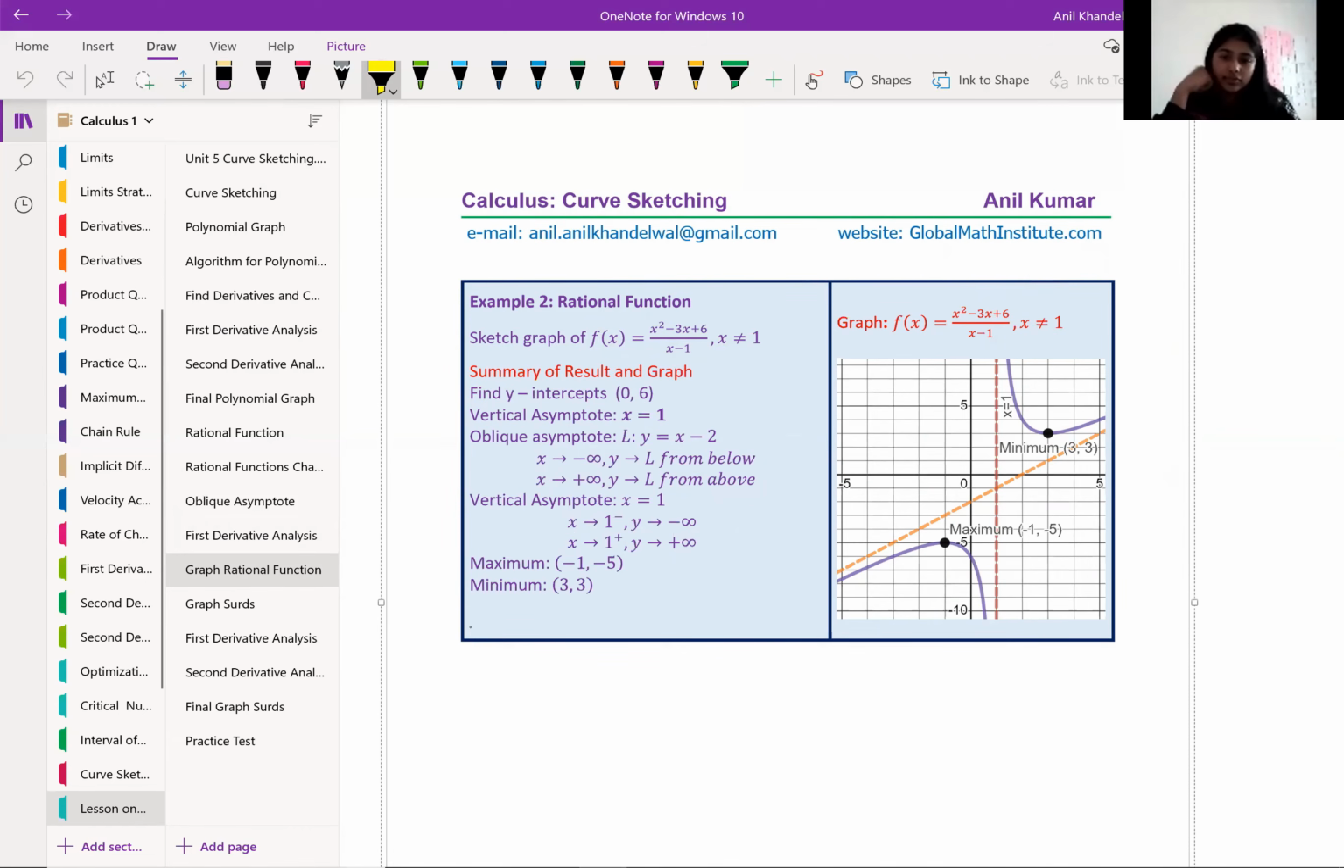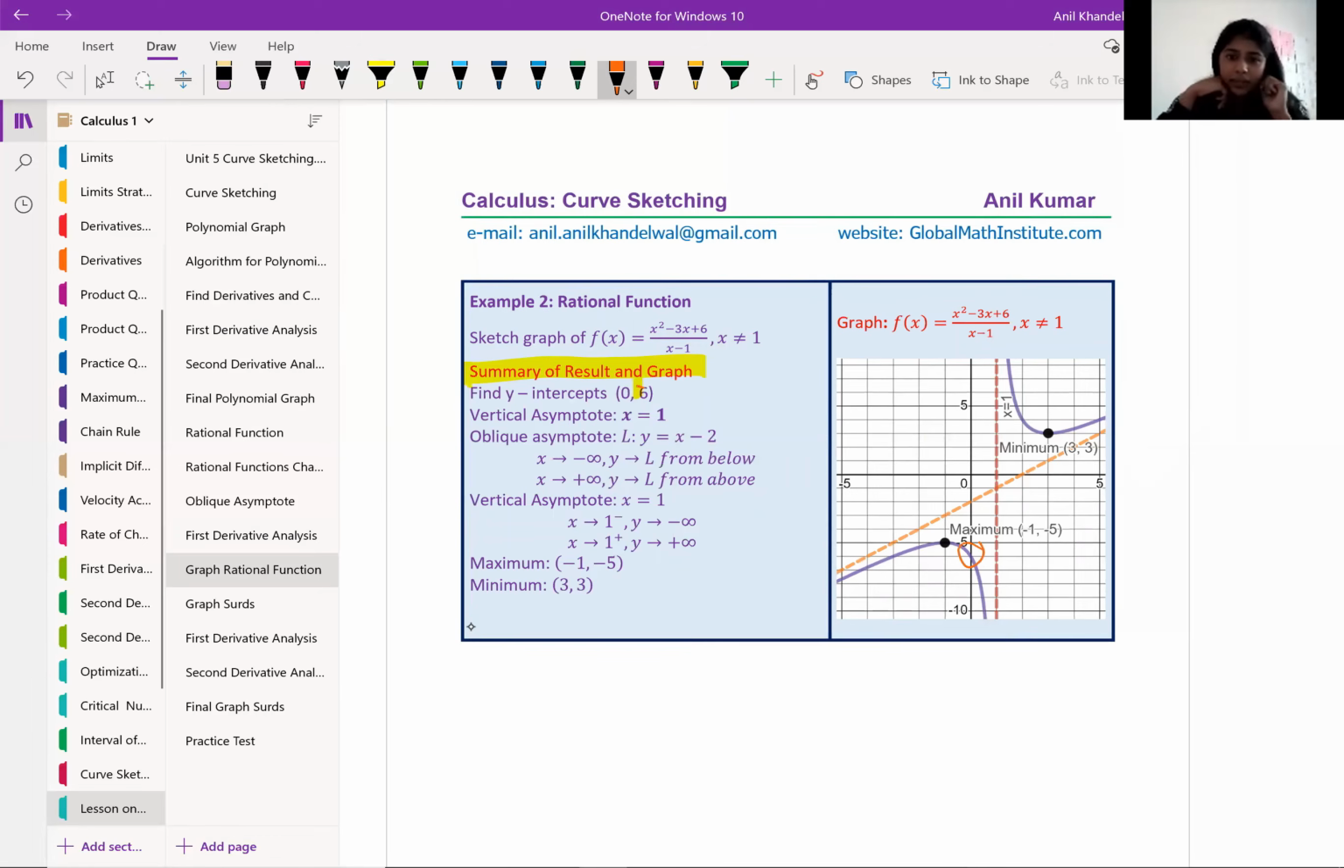It's very important to write down a summary of whatever you've done. This is the summary, where there's a typing error. I just saw it. The y-intercept is -6, not +6. Correct? -6, right?